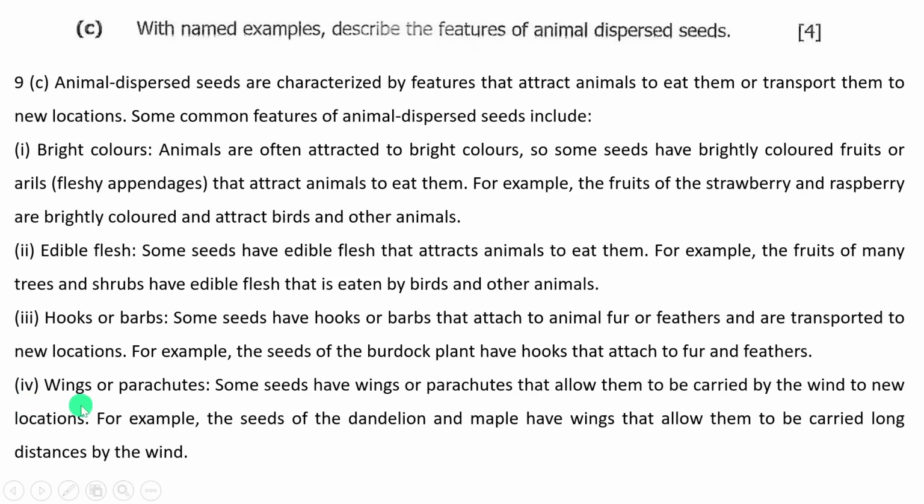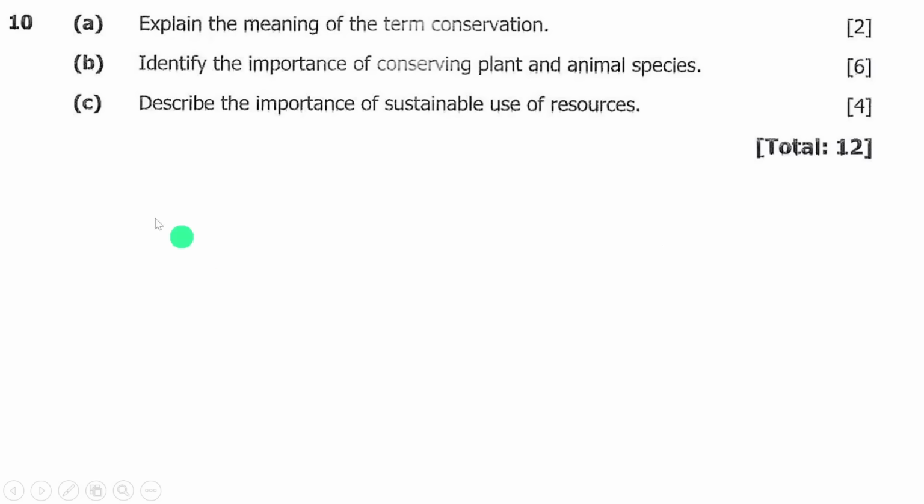Then four, wings or parachutes. So you are saying some seeds have wings or parachutes that allow them to be carried by the wind to new locations. For example, the seeds of the dandelion and maple have wings that allow them to be carried long distances by the wind. Yeah, so we move to question number 10a, which says explain the meaning of the term conservation. Then B, identify the importance of conserving plants and animals. Then is C, describe the importance of sustainable use of resources.